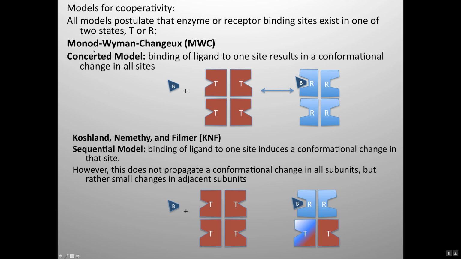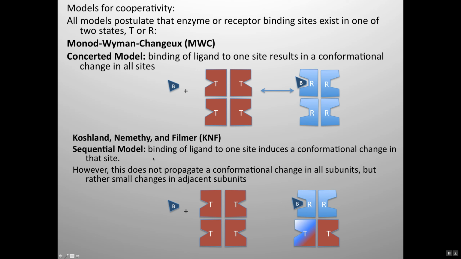And we have 2 major models. The Monod-Wyman-Changeux model says that binding of a ligand to one site results in a global conformational change in all of the sites. So here is our example. This, for example, could be our hemoglobin tetramer, and in the absence of oxygen, all of these sites are in the T state. However, once one oxygen atom becomes bound to one of these subunits, it causes a conformational change in the entire protein, so it's communicated to the other 3 subunits, and they go from the T to the R state.